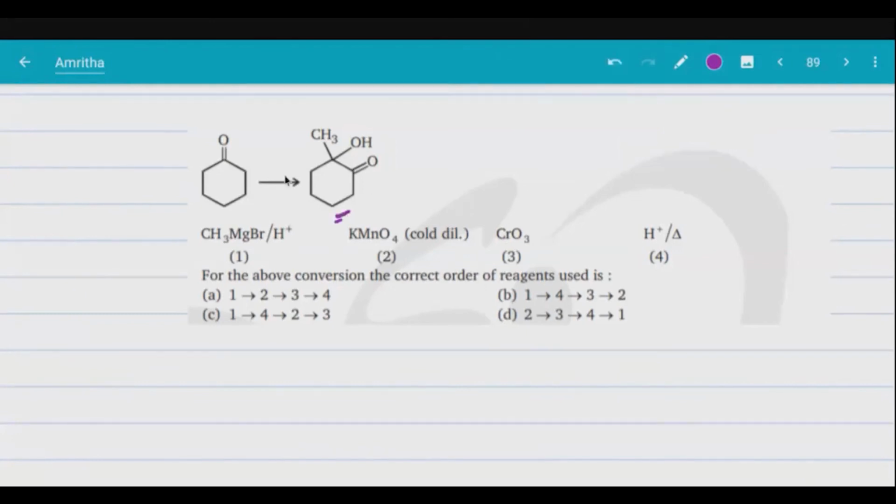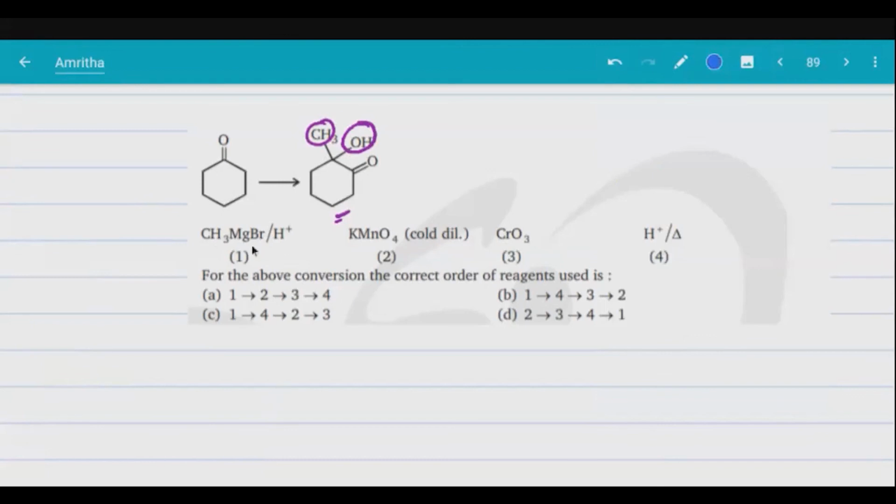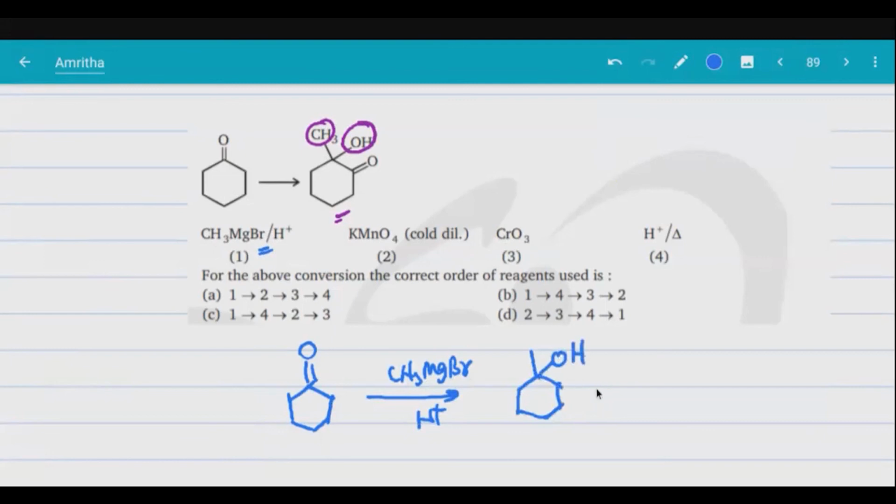See, this is a product. What is happening here? Methyl is added and also alcohol is added. Look at this carefully now. First one, methyl magnesium bromide. Yes, that is true. Methyl magnesium bromide followed by H plus will give us methyl and OH. After this, the fourth one, H plus and heating. What we will get is this alkene.